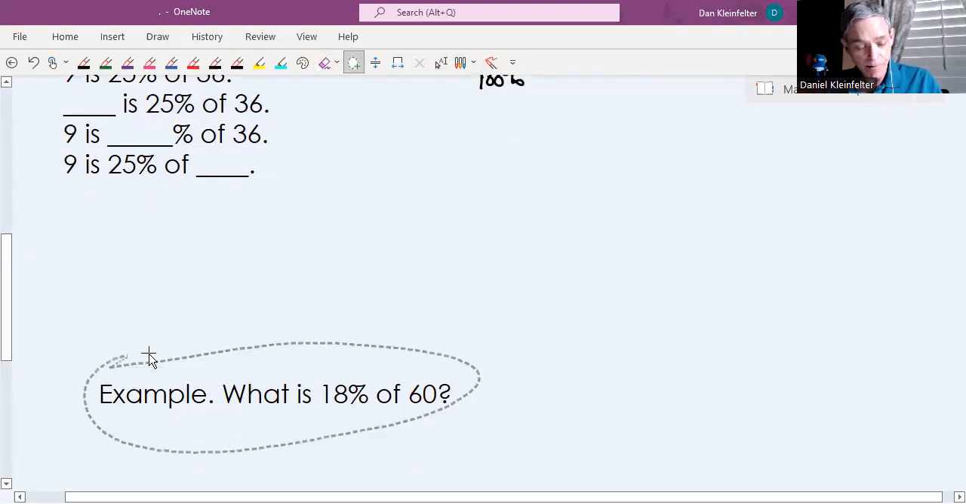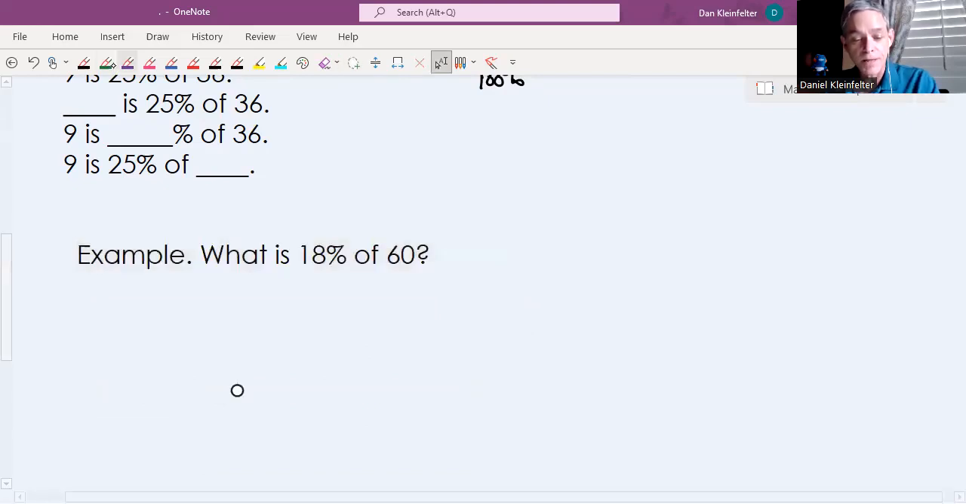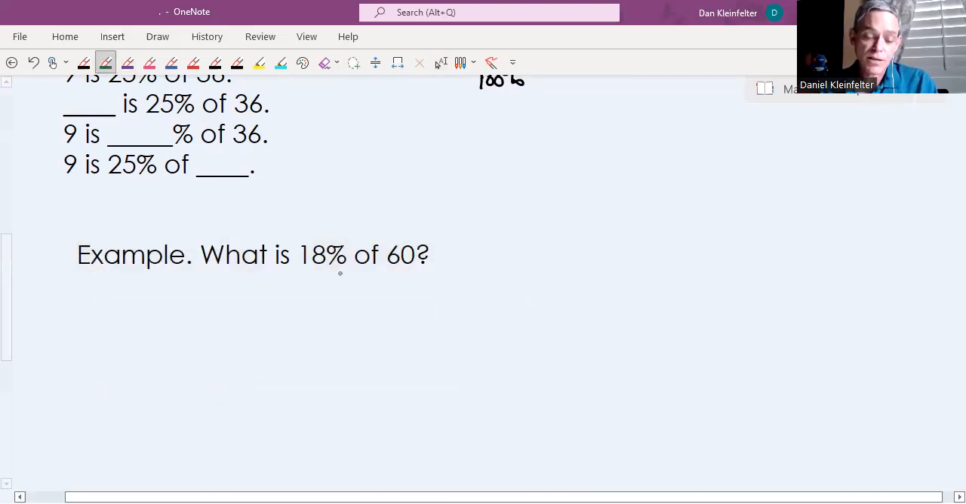So as an example, we would like to know, what is 18% of 60? To answer this question, what will translate as our variable? What is our unknown? We'll make that n. Is is our equal sign. 18%, when you're working with these, you want to turn the percentages into decimals or fractions right away. So 18% is 0.18.